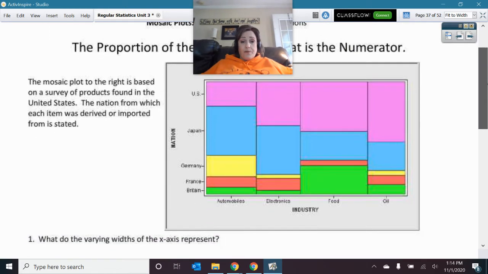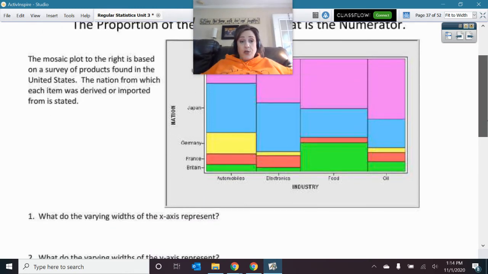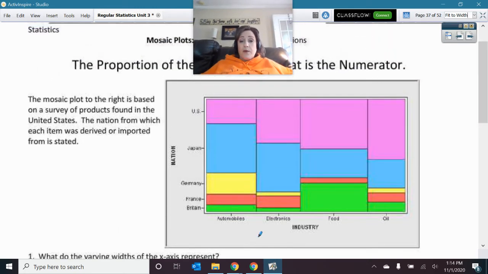So let's recall what each of these axes represent. So here we have a mosaic plot, and it is based on a survey of products found in the United States. And so the nation from which each item was derived or imported from is also stated here: US, Japan, Germany, France, and Britain.